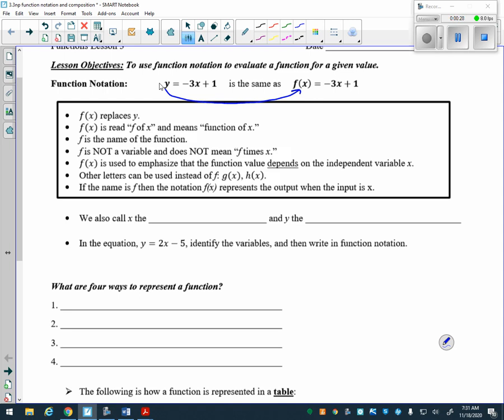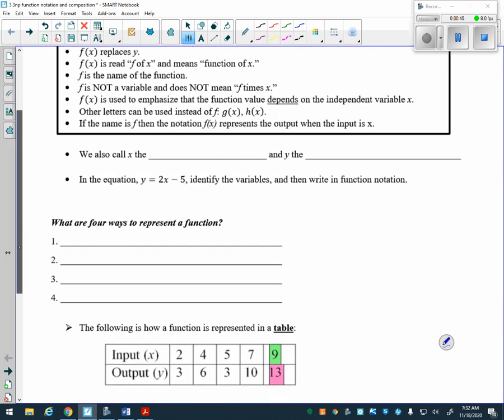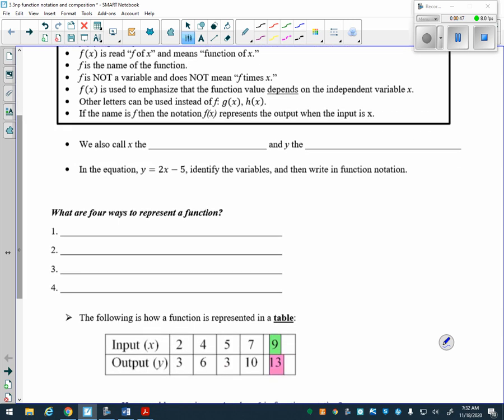So this notation right here means f of x. It does not mean f times x. So whatever is inside is your input. Remember, we also call x our input and y our output.